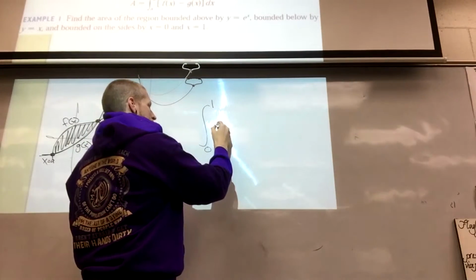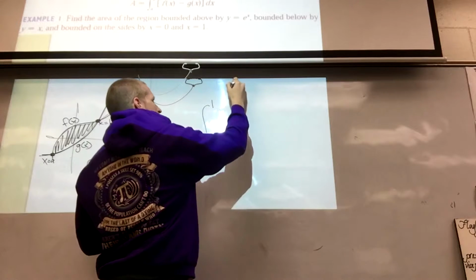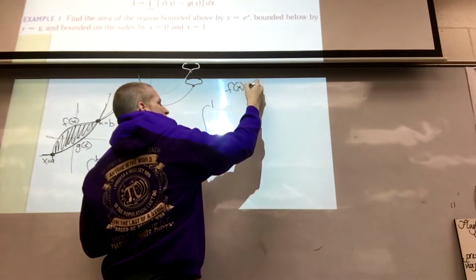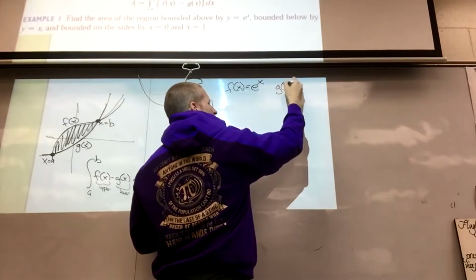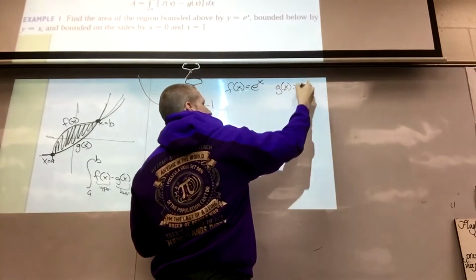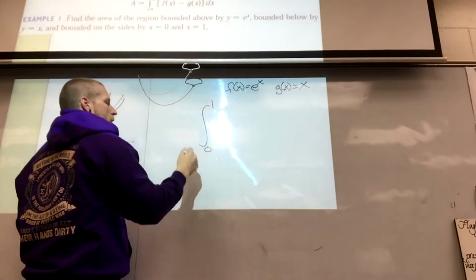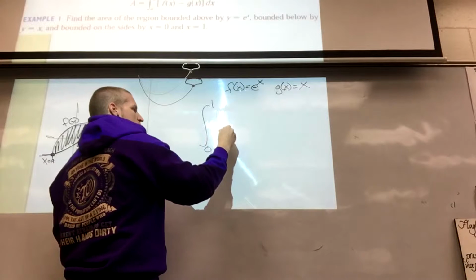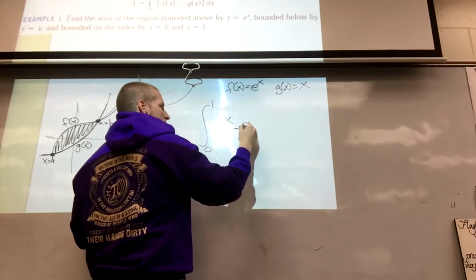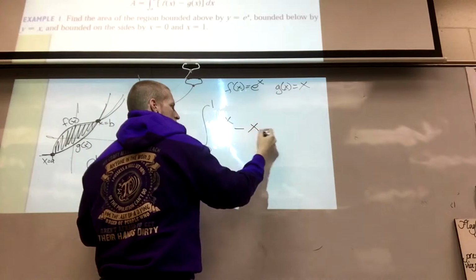Is that right? Yeah, so in terms of me using the definition that's up there, f of x would be e^x. What's the other one? X. Just x, and that'd be g of x. Or, I mean, g of x is x. So when I set this up, this will be e^x minus x.